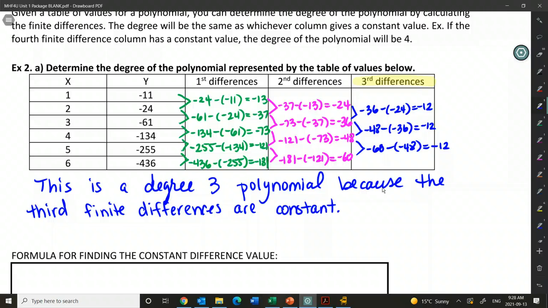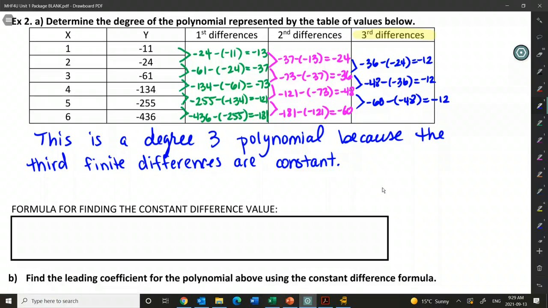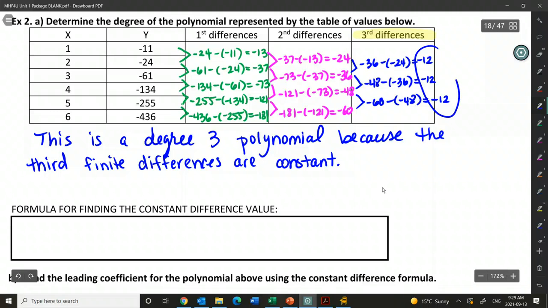So the constant value that we get, no matter what column it is, has a relationship to the degree of the polynomial and to the leading coefficient. And the relationship is this. When I say constant difference value, I just mean this value that we get in the column here. So the constant difference value of this table of values is negative 12.